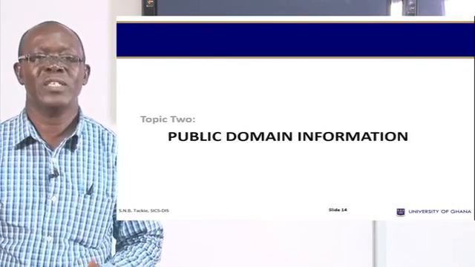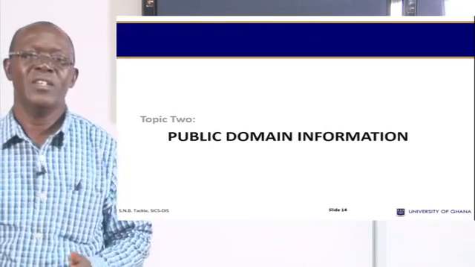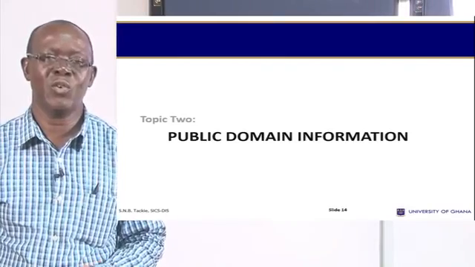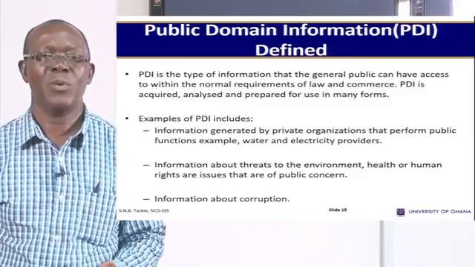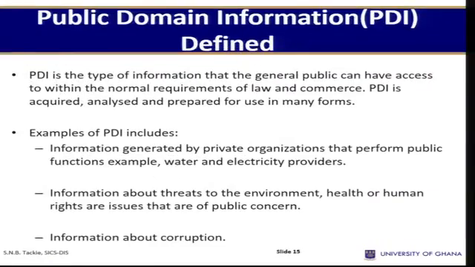Now we want to look at the different types of information. As I pointed out to you from the beginning, we have different types of information, some of which we are not even conscious of. And so we want to start with public domain information. When we talk about public domain information, we mean information that is meant for the general public, information that is out there. Anybody can have access to that information.